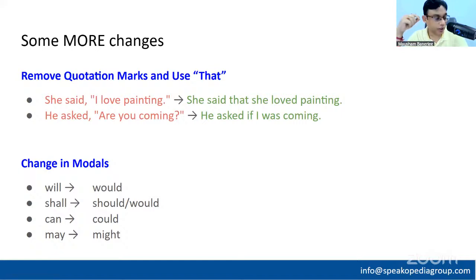Write this down quickly. And once done, just type D in the chat box. So will becomes would, shall becomes should or would, can becomes could, may becomes might. Do it quickly. Once completed, type C in the chat box. You should have clarity on this, okay? And do write it in your notepads.